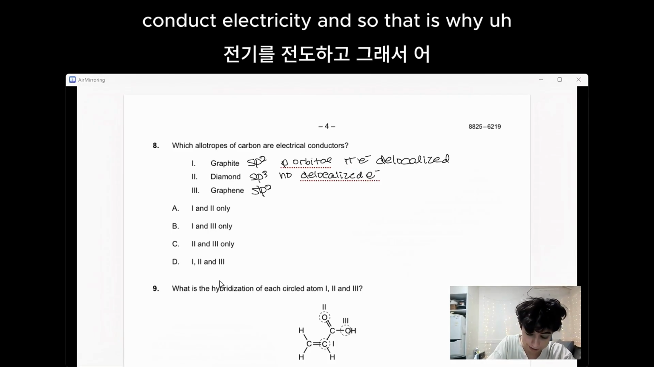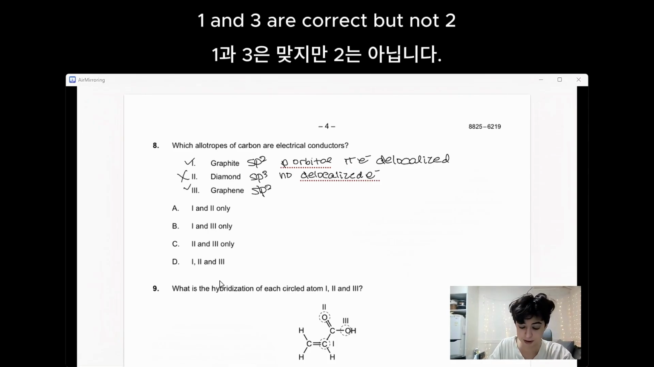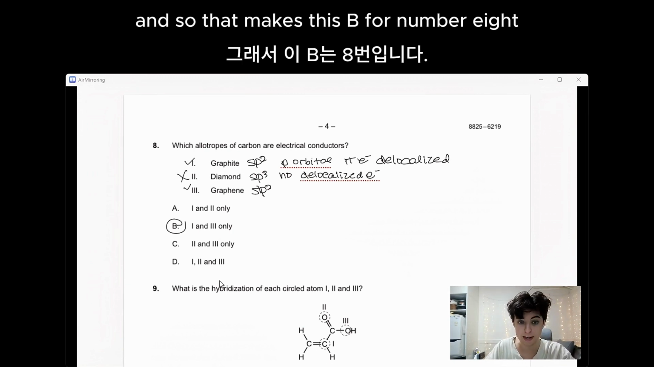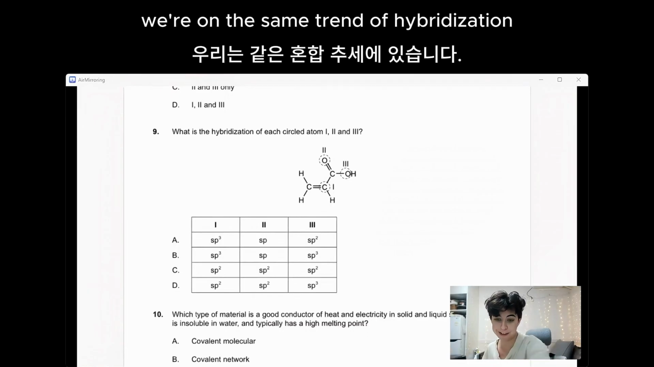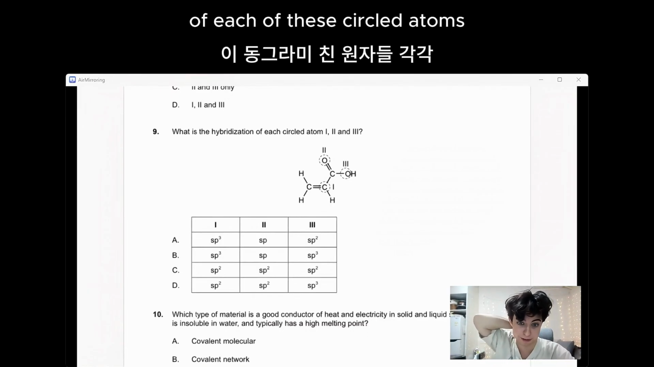And so that is why 1 and 3 are correct, but not 2. And so that makes this B for number 8. Meanwhile, for this number 9, we're on this same trend of hybridization of each of these circled atoms.